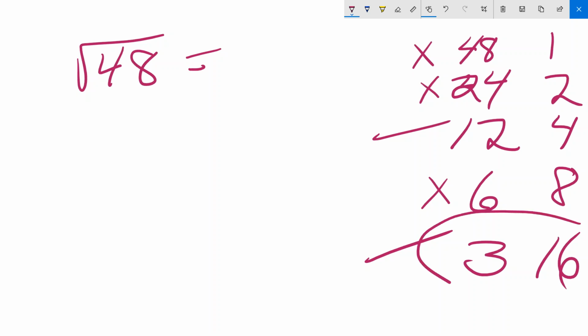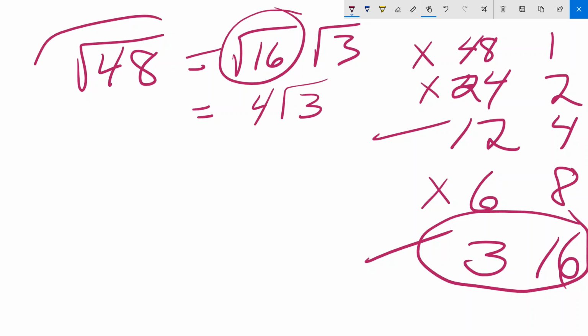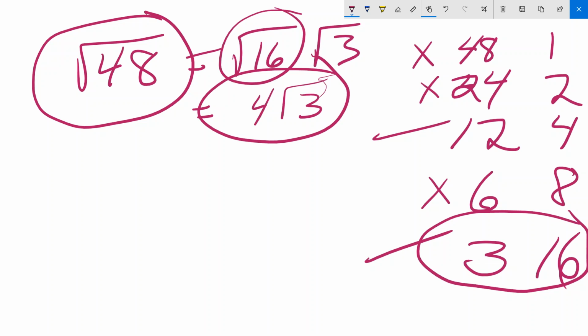Well, 16 is bigger than 4, so I'm going to use that one there. So I'm going to split this square root of 48 up into square root of 16 times square root of 3. And the reason I want perfect square numbers is because that turns into a whole number. That turns into 4. So the square root of 48 is the same as 4 times the square root of 3. And I did it in one step. That's the advantage of finding the biggest perfect square factor.